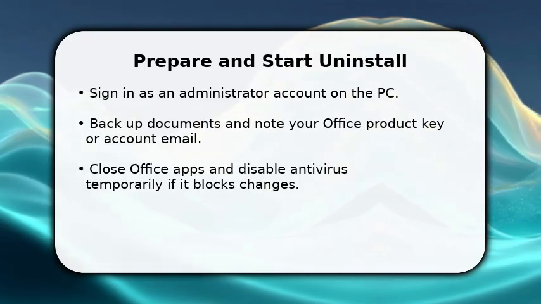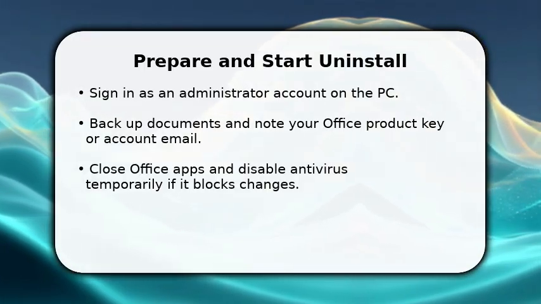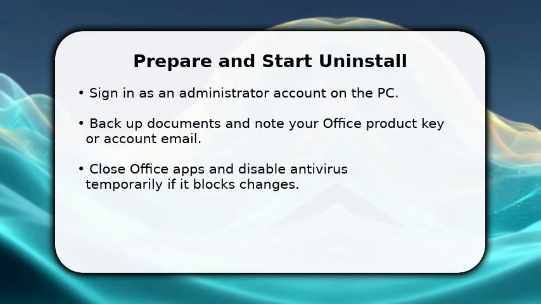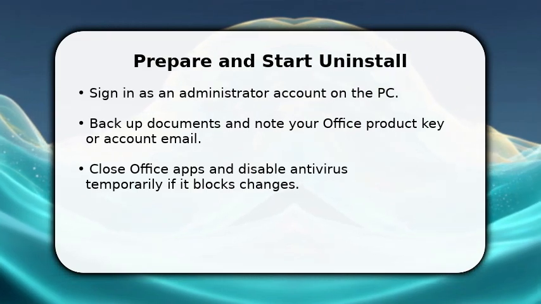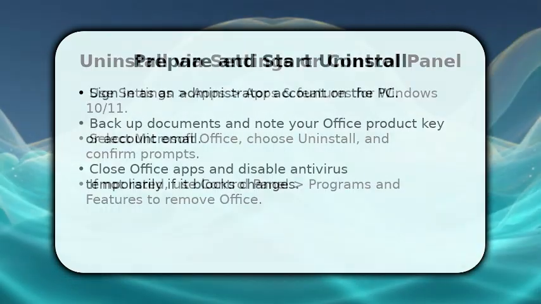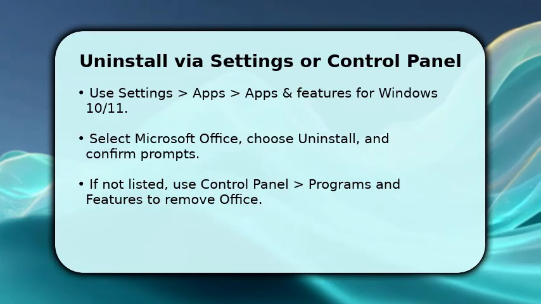With these prerequisites done, open Settings and navigate to Apps. This is where Windows lists installed programs. Starting here saves time and avoids registry edits. You now remove Office using the built-in tools.